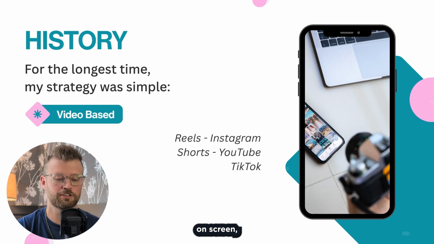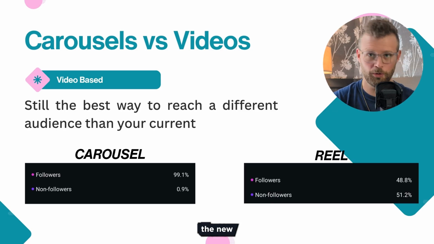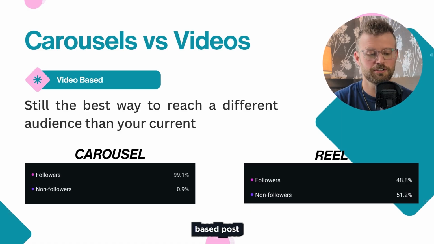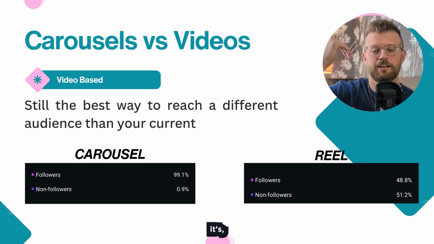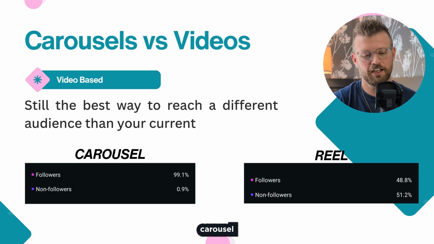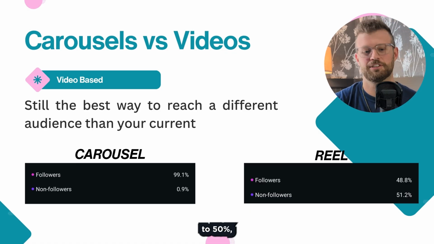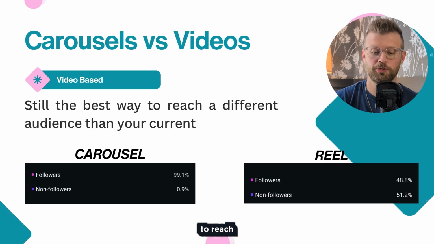In fact, if you take a look here on screen, if you're watching on YouTube, this is the results from a carousel-based post, which is the new strategy that I'm going to be talking about, versus a reel. And the carousel-based post, almost 99.1%, almost 100% follower-based interactions, which is good for us as churches, right? Our people who are in our congregation that we're shepherding, they're the ones that are going to be targeted and seeing some of these carousel-based posts. But if you look over here at reel, it's nearly 50% follower to 50% non-follower content. And so video is still the best way to reach new people.